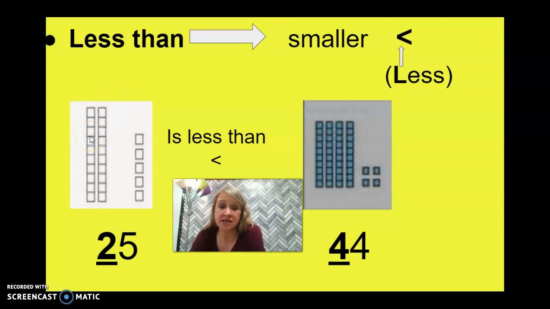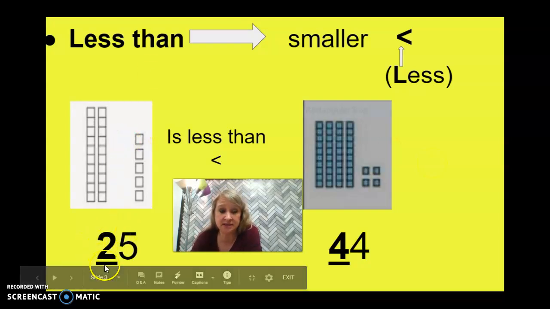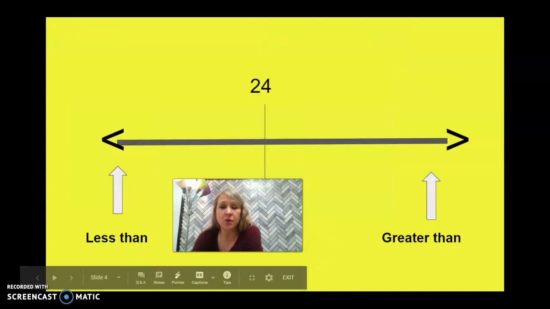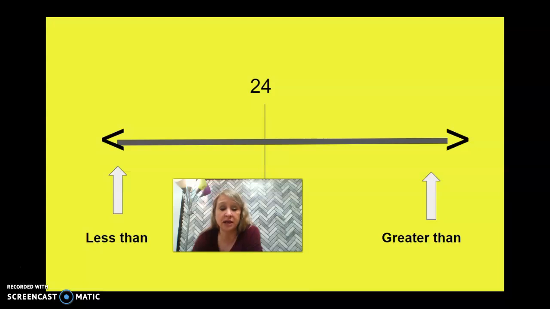Now, less than means smaller. So 25 is less than 44 because 25 only has 2 tens, which is the same as 20. And 44 has 4 tens, which is the same as 40. And 20 is less than 40. Very good.